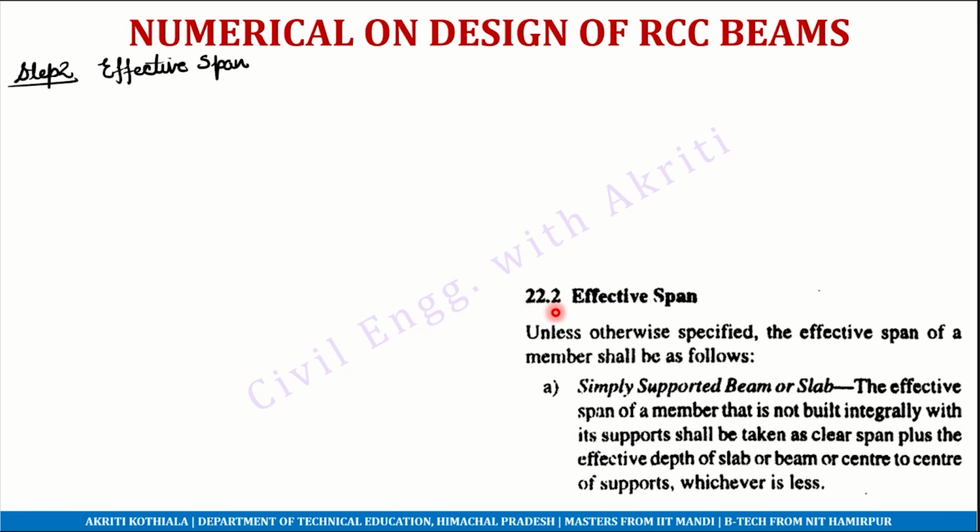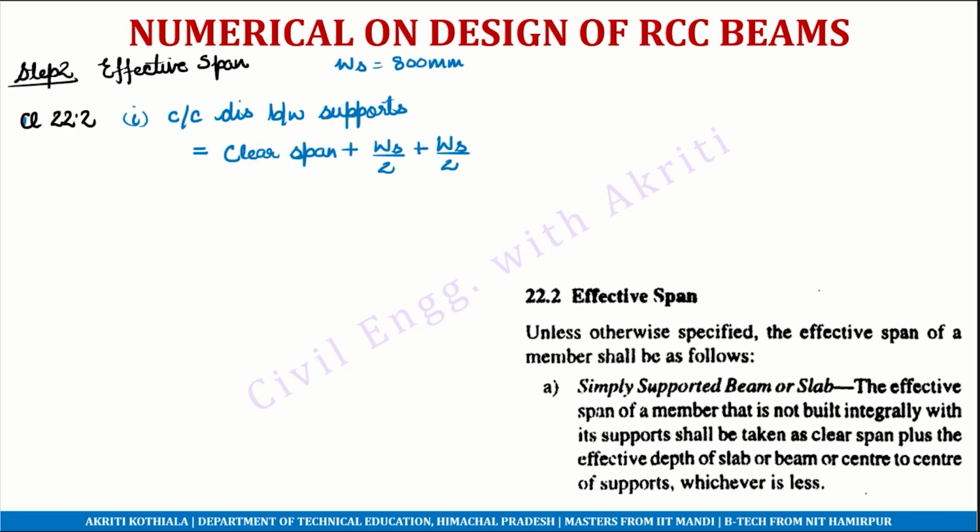As per clause 22.2, for simply supported beams or slabs, we have to keep in mind that this effective span should be equal to the center to center distance between the supports, or the clear span plus the effective depth, whichever is the least as per this clause. So we can calculate the first part using clear span plus width of support by 2 plus width of support by 2. Width of the support has been given to us in the question as 800 mm. So substituting the values, we obtain the first part to be equal to 6800 mm or 6.8 meters.